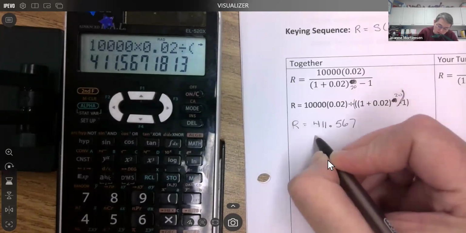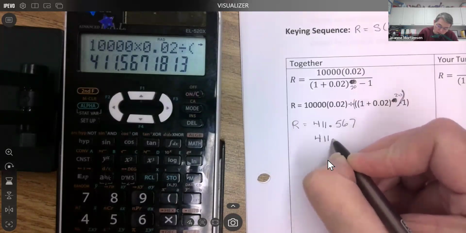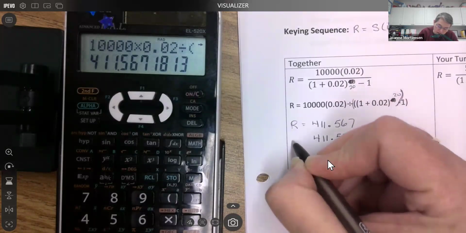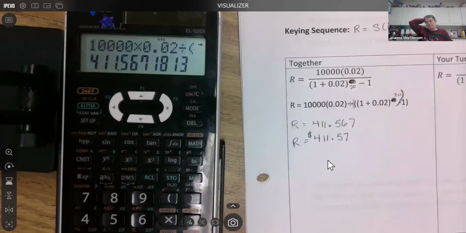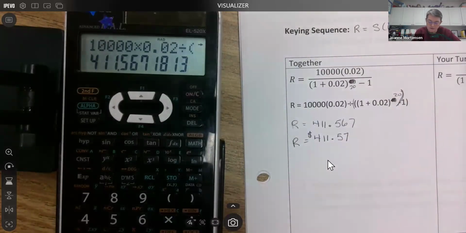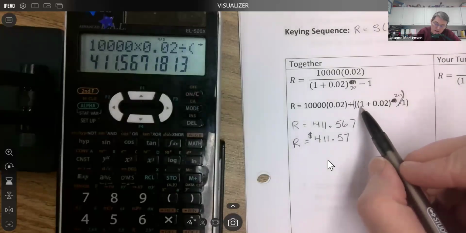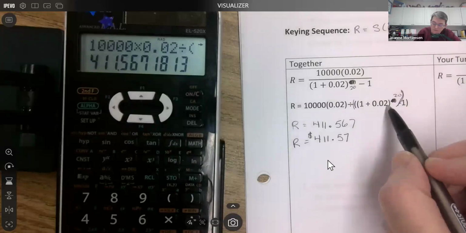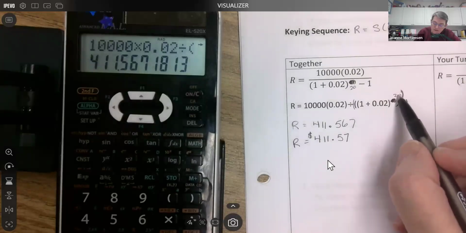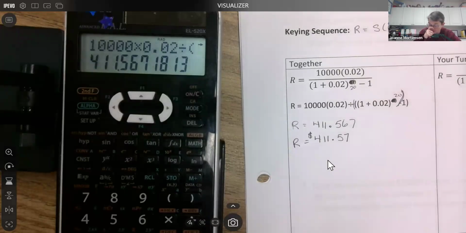6,7411.57. There we go. Okay, so just watch that again. We've got matching brackets. The first one is for the 1 plus 0.02. The next bracket is for the exponent, and the third one is for the minus 1 part.